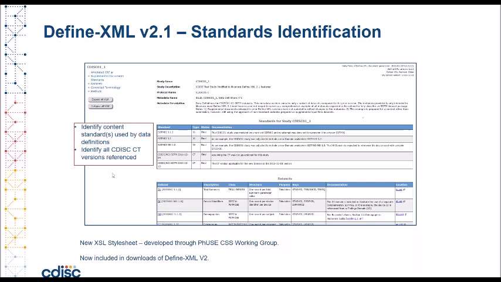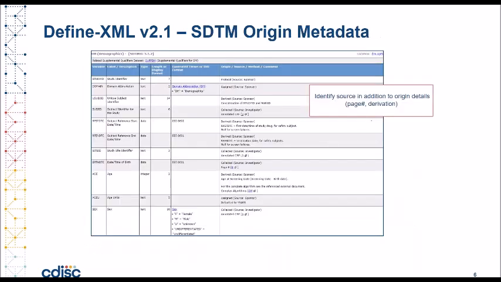And so it's used to identify both the content standards used by the dataset definitions and all of the controlled terminology versions that are referenced anywhere in the study described by the define. Then each dataset definition identifies the standard that it follows. If you have a non-standard dataset, it defines itself as being non-standard, so every single dataset is now tagged with a version identifier or an indication that it's not standard. I can take questions now, or I can take them at the end. Maybe I'll just keep going.